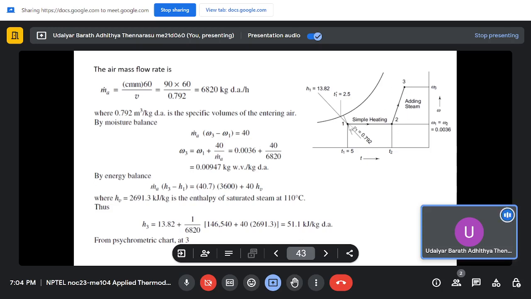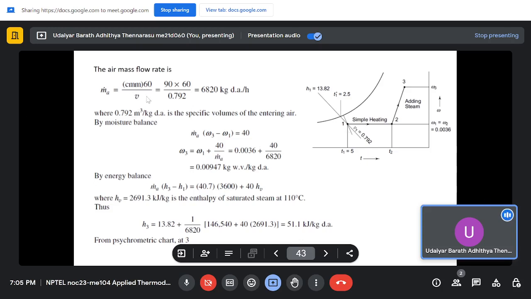Initially, state 1 is at 5 degree dry bulb temperature and 2.5 degrees wet bulb temperature. Correspondingly, at that point your enthalpy is 13.82 kilojoule per kg of dry air, your specific volume is 0.792, and your omega value, specific humidity, is 0.0036. So this is what is known at state 1 from the psychrometric chart.